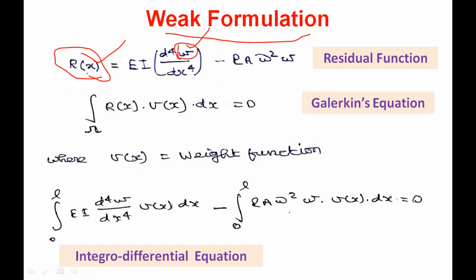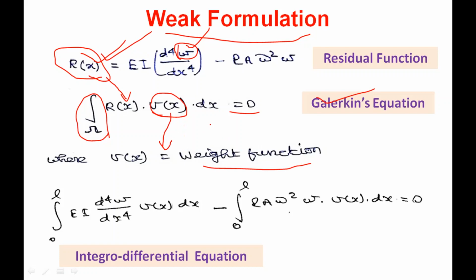Once you have the residual function, we can use the Galerkin approach. So what is the Galerkin equation? We have to multiply this residual function with some weight function v of x and integrate this product over the domain and equate to 0. This is called a Galerkin equation. Now R of x we derived. What is the weight function? We will see which weight function we are going to use.